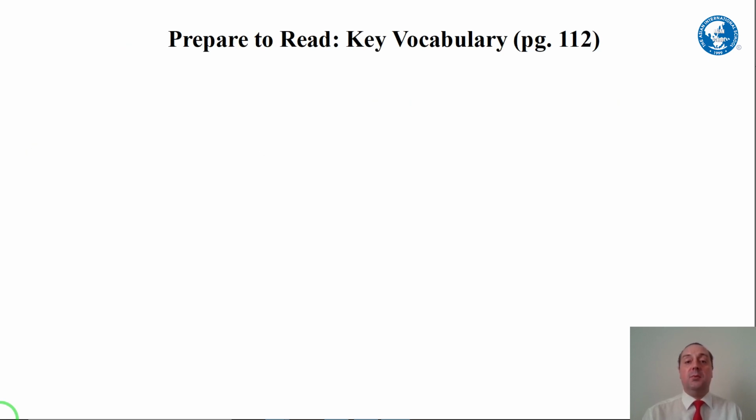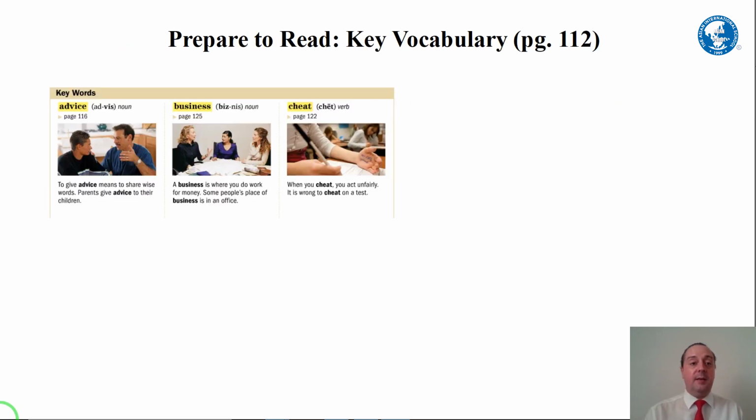Okay, before we read, it's important to understand key vocabulary. So let's start here. The first one, advice. To give advice means to share wise words. Parents give advice to their children.